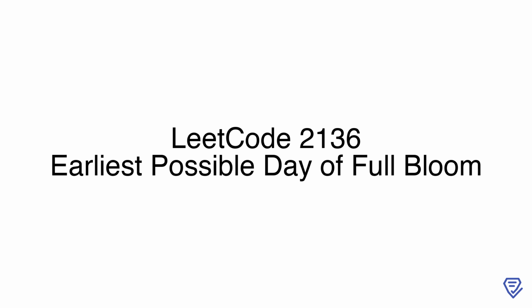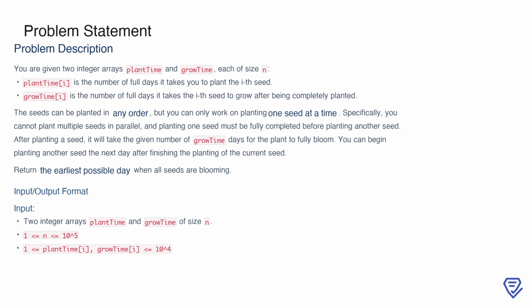Let's dive in. In this problem, you are tasked with determining the earliest possible day when all seeds in a garden will fully bloom. You are given two integer arrays, plantTime and growTime, both of size n. The value at index i in plantTime represents the number of full days it takes to plant the ith seed. Similarly, the value at index i in growTime represents the number of full days it takes for the ith seed to grow and become a fully bloomed plant once planting is complete.